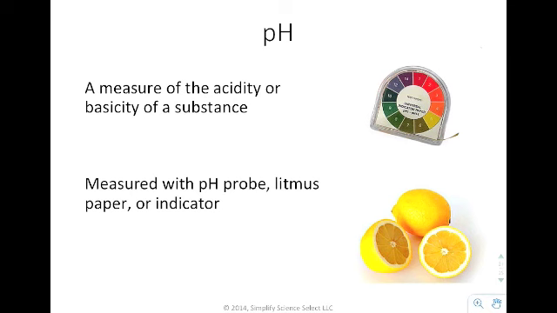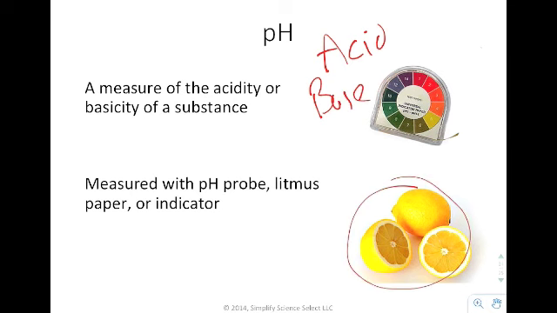pH is a measure of the acidity or basicity of a substance. So, is it an acid or is it a base? An example of this is lemons, which are highly acidic. They tend to be a 1 or a 2 on the pH scale, which means they're very much an acid. Whereas something like ammonia or bleach tends to be very basic, which means how much does it react with water to form either H pluses or OH minuses.